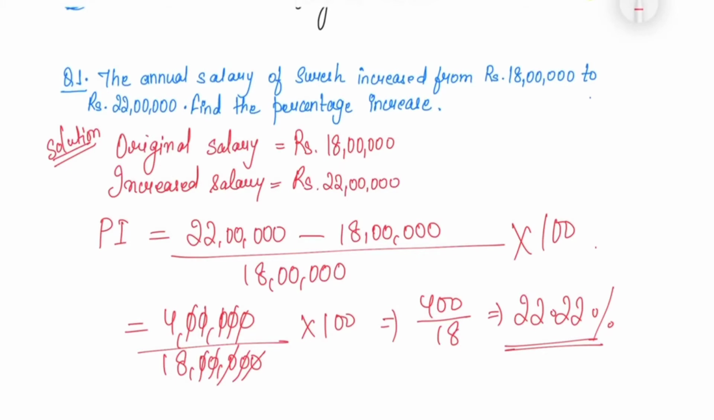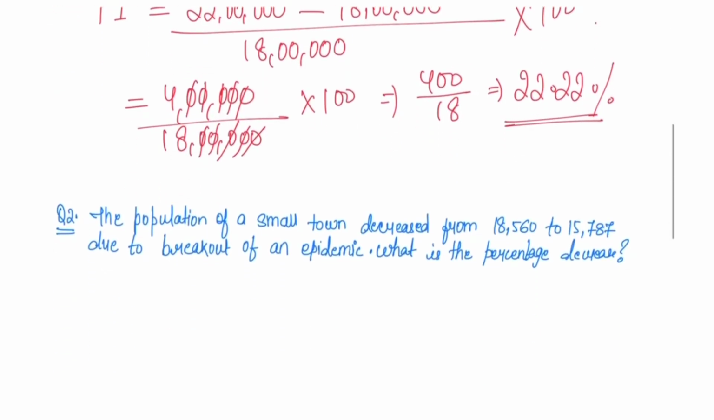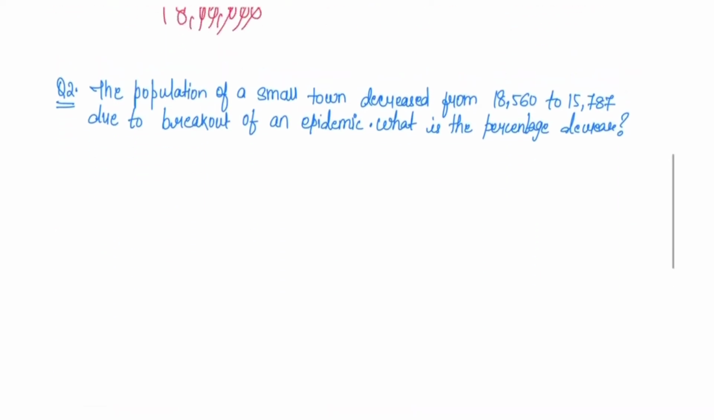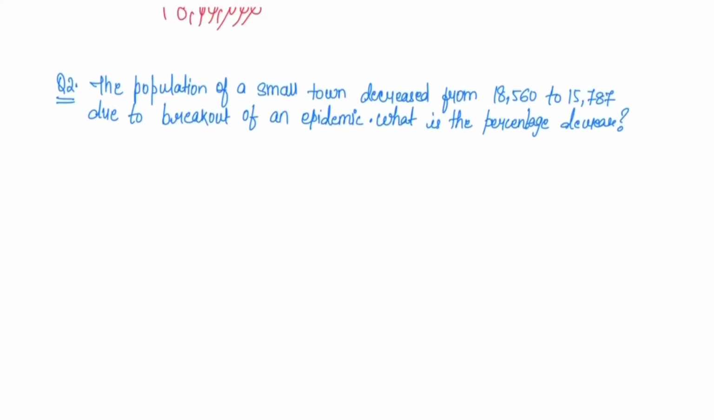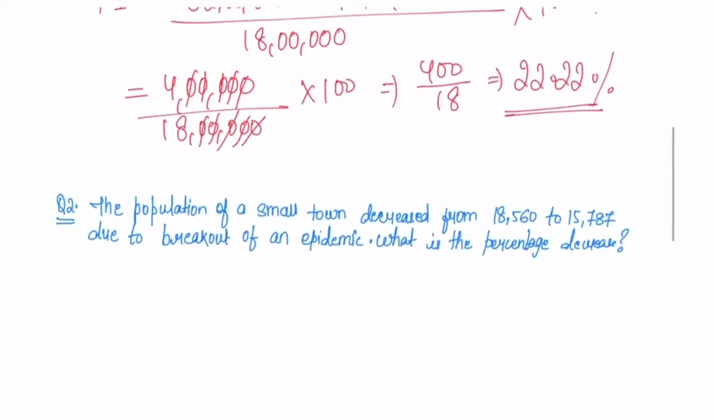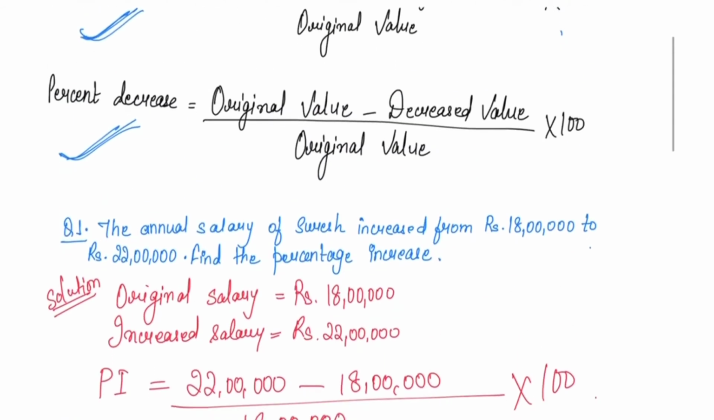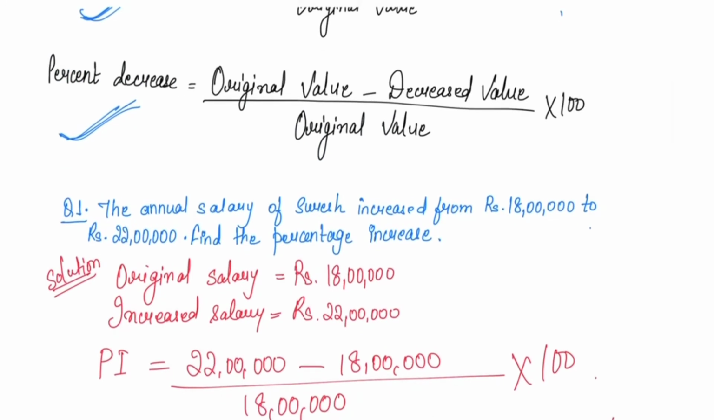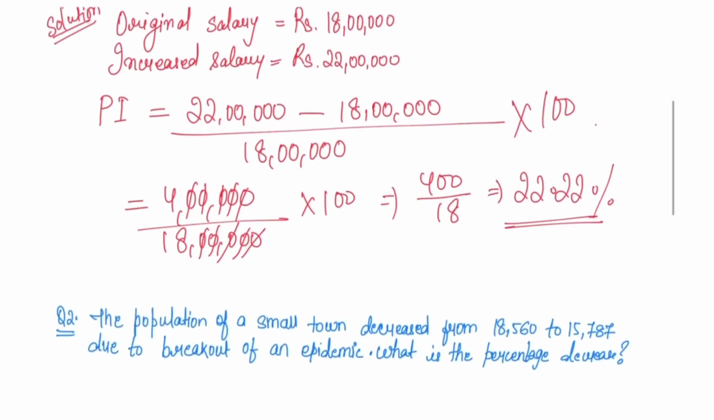The question says the population of a small town decreased from 18,560 to 15,787 people due to the breakout of an epidemic. What is the percentage decrease? Again, here you have to calculate the percentage decrease, not the increase but the decrease. So we'll again go according to the formula. The formula says original value minus decreased value over original value times 100. We'll write the same thing.